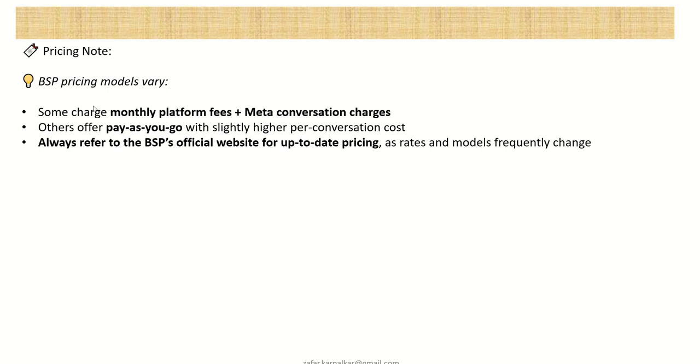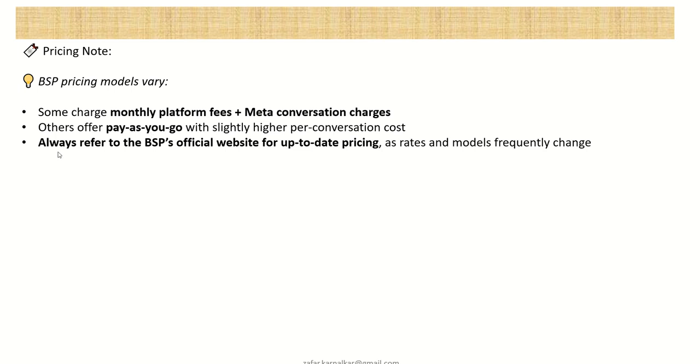So how are the BSP pricing models? The BSP pricing models vary. Some charge a monthly platform fee plus the Meta conversation charges. As I explained, there is Meta pricing based on the messaging country, so those charges are fixed. Apart from that, the BSP charges a monthly fee to use their platform. Some offer the pay as you go concept with pricing slightly higher than the per conversation cost. Suppose Meta is charging 0.5, they might charge 0.75, but they will not take the monthly fees. It is pay as you go.